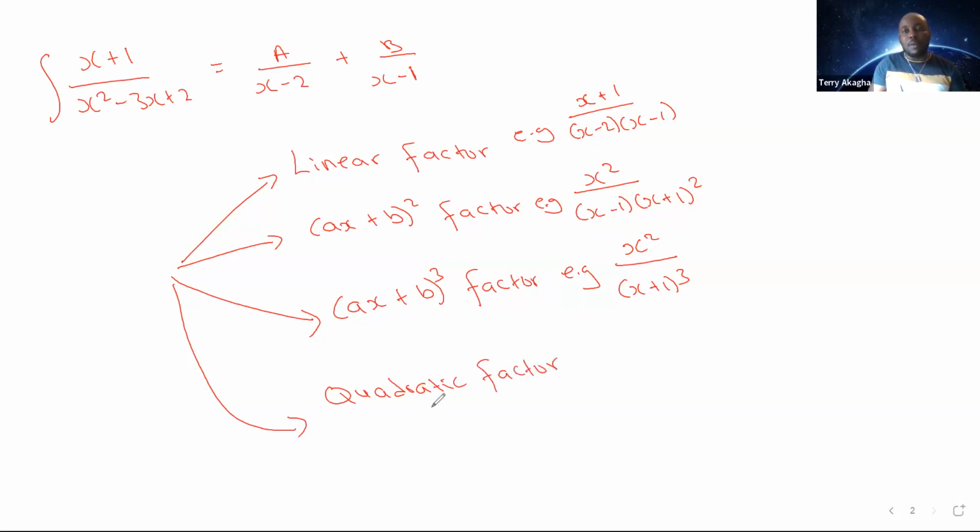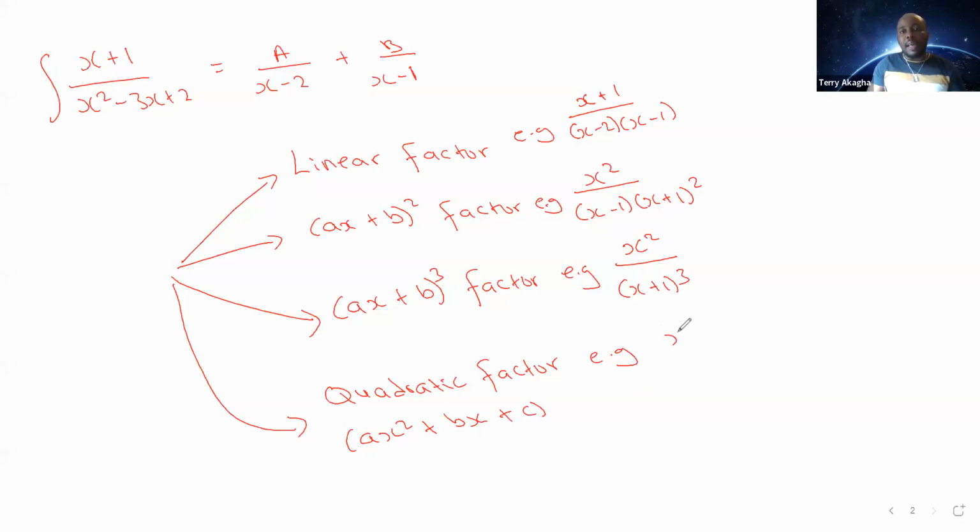So a quadratic factor is like when we have ax squared plus bx plus c in the denominator. So we have something like x squared divided by x minus 2 and x squared plus 1. You can see there's a quadratic factor here. And these are the 4 types of integration with partial fractions.